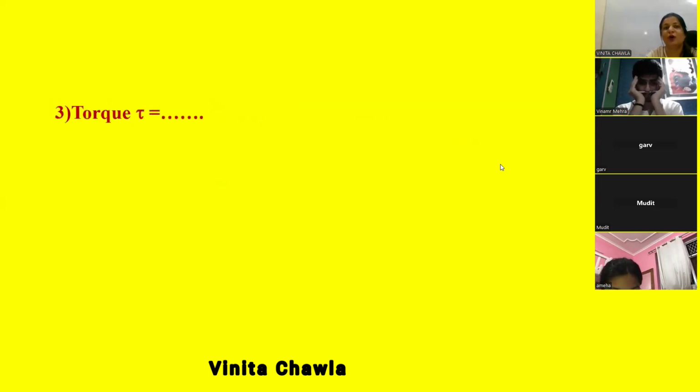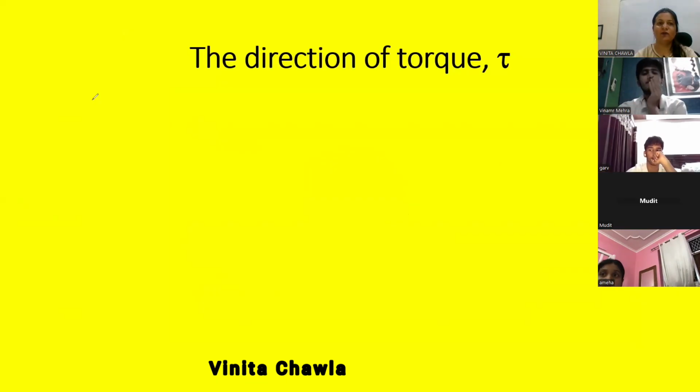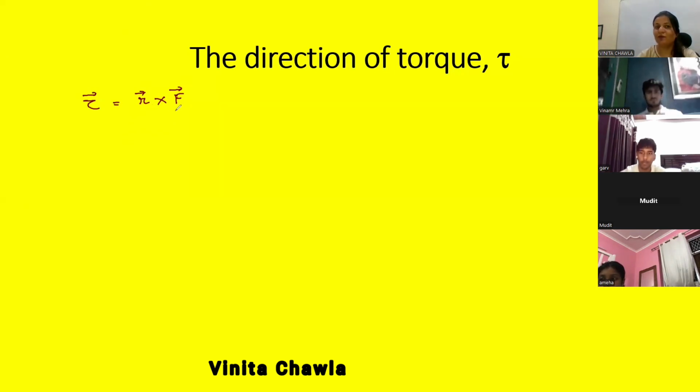Third question, torque is equal to I alpha. How do we write torque in vector form? Torque is vector r cross vector f. One thing you have to keep in mind is that r cross f is different from f cross r. Cross product is anti-commutative, right? A cross b is minus b cross a. So if it is r cross f, you are supposed to write r first and then f.